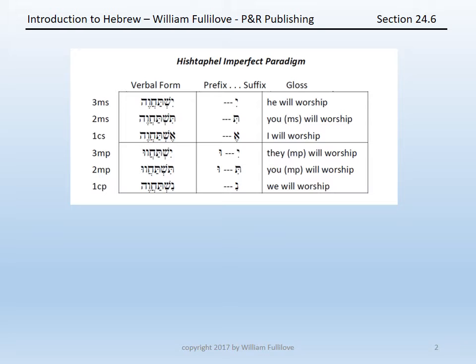nishtahaveh. Notice that the endings, eh and u, are the endings you know from third he verbs. And notice that the prefixes are simply those that you already know all the way back from the strong paradigm of the Qal imperfect.